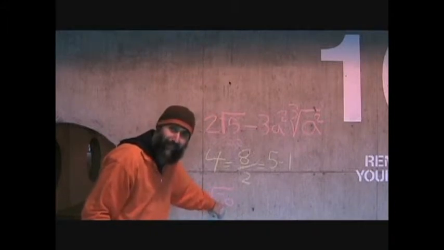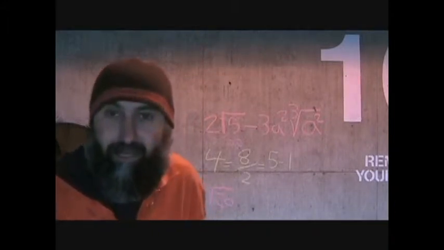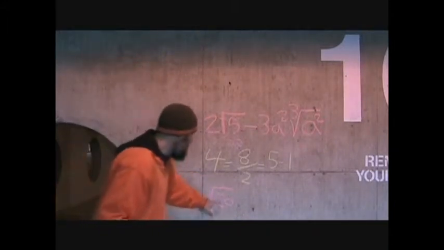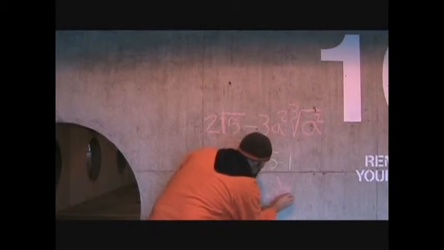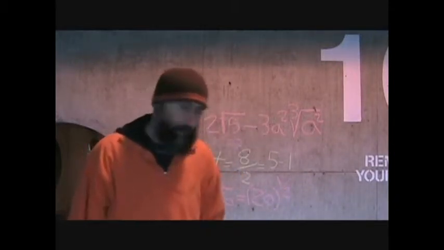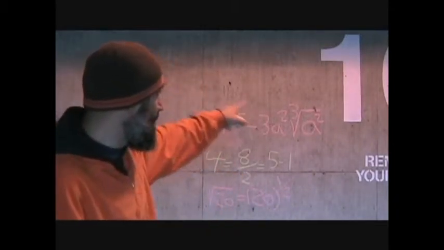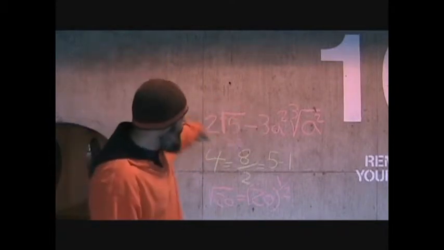Now the final answer, they might write it down as the square root of 20, but they might also write it down as 20 to the power of 1 over 2. Okay? So keep this in mind, where this number here can appear in multiple forms.